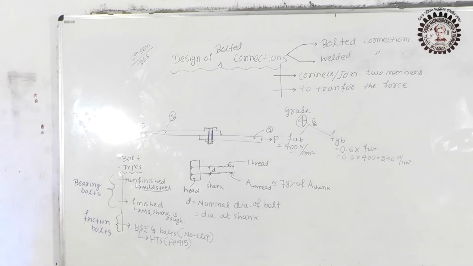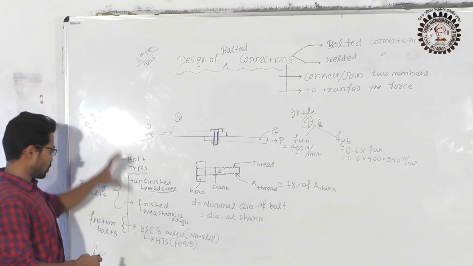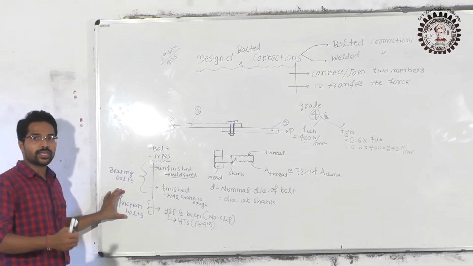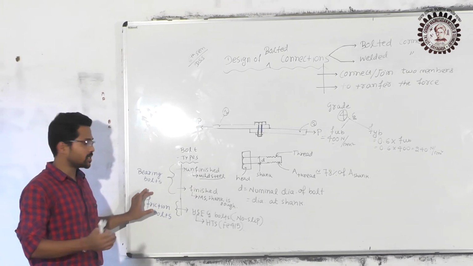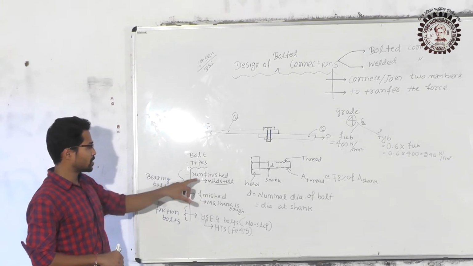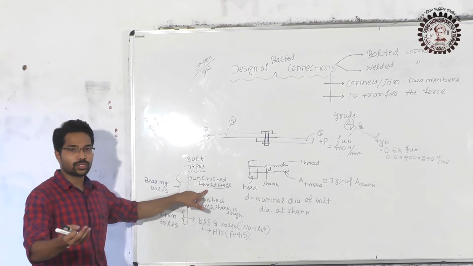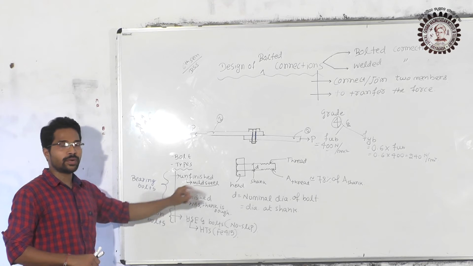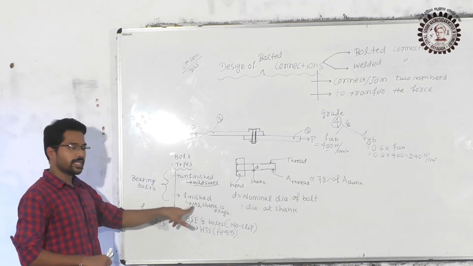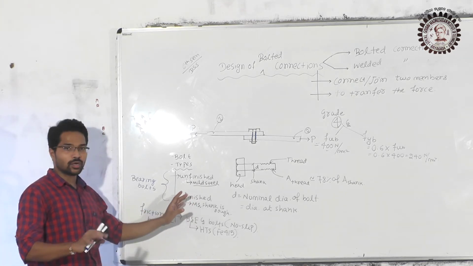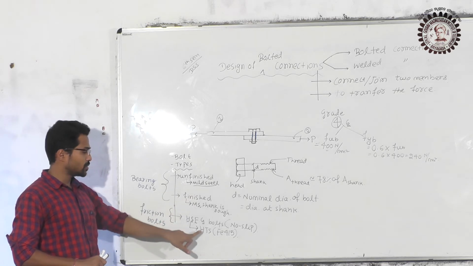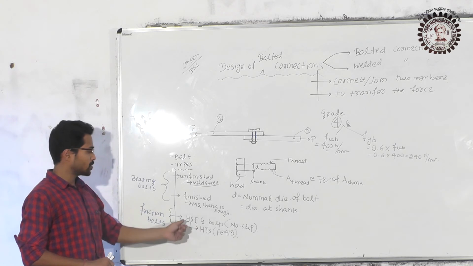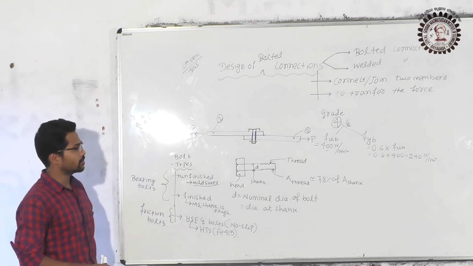Friction bolts. So in a broad way we can say, based on the force transfer mechanism, bearing bolts and friction bolts. And based on the material used, we can say unfinished bolt, which is made of mild steel. Finished bolt, again it is mild steel, but the shank is rough. And the third one is made of high tensile steel, that is Fe415. So we can say these are HSFG bolts.